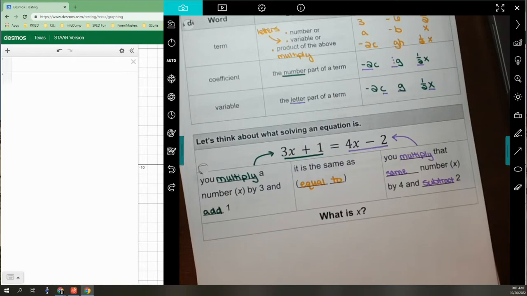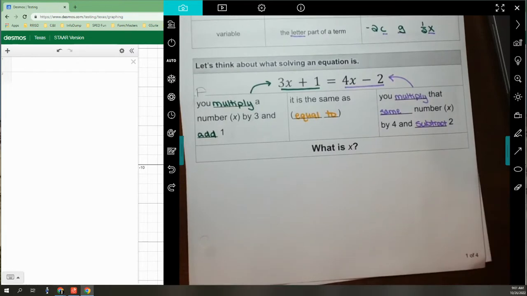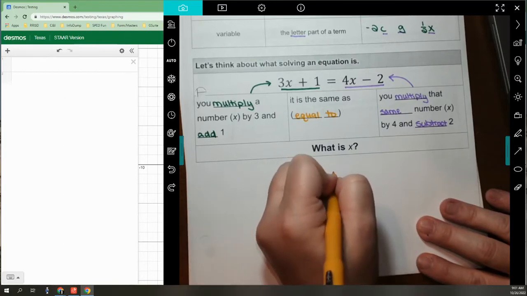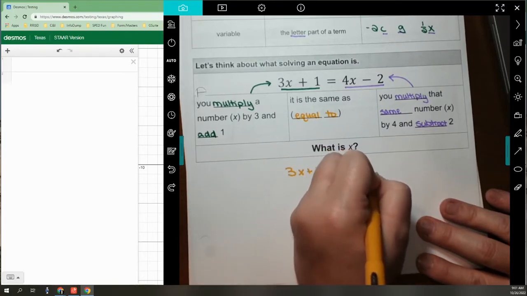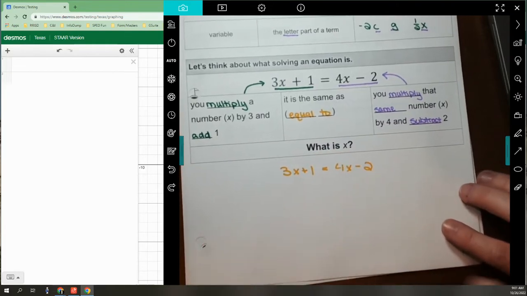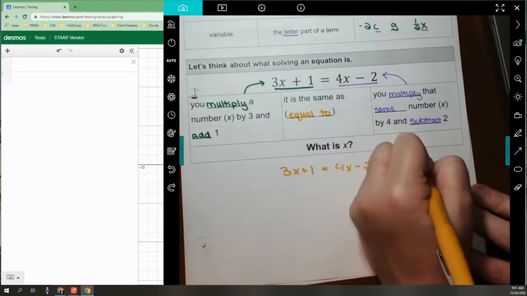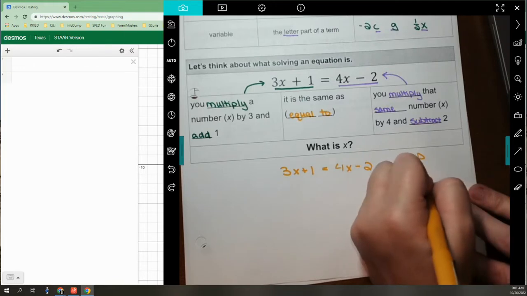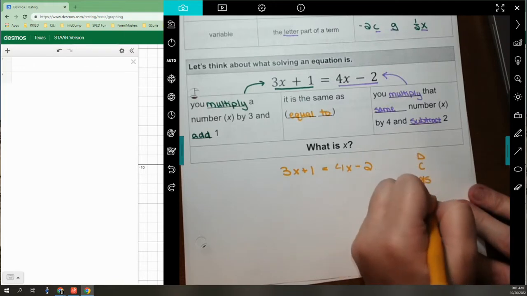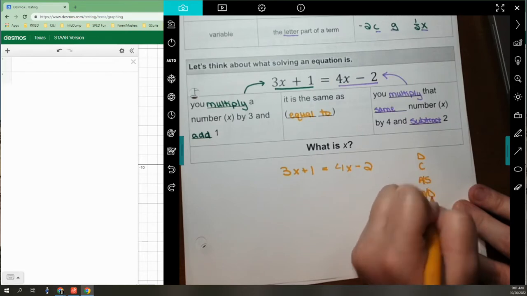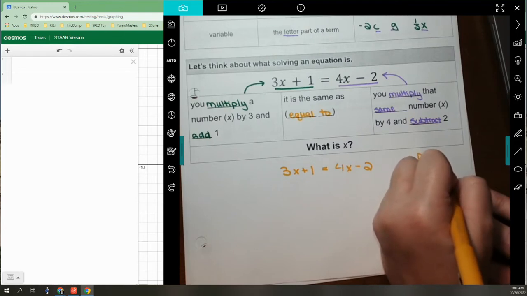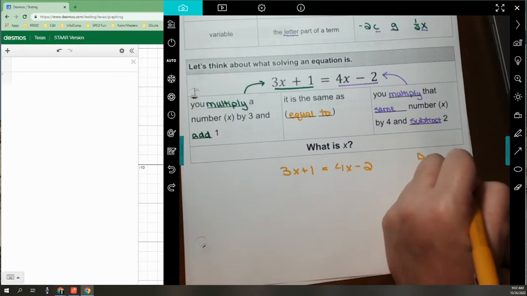If I have 3x plus 1 equals 4x minus 2, well, I already kind of know some of my rules. I know that I need to distribute on each side. I need to combine like terms on each side. I need to add or subtract. And then I need to multiply or divide. The other trick, though, is a step that comes in here where I have to move variables to the same side.